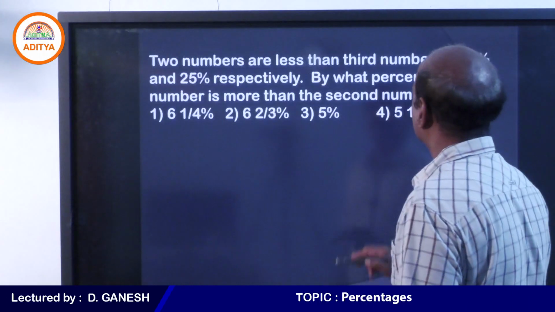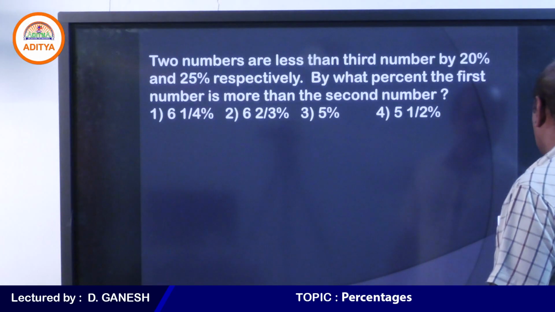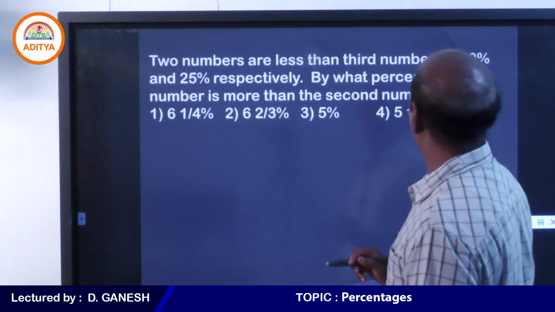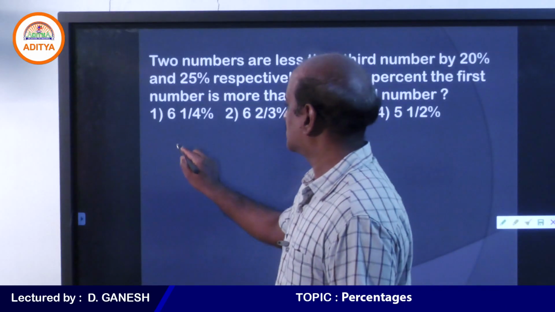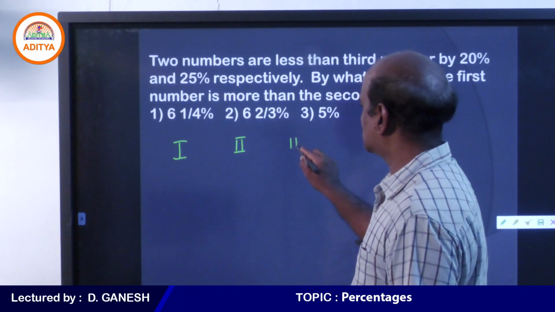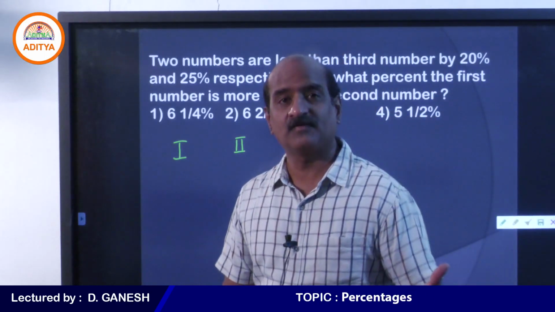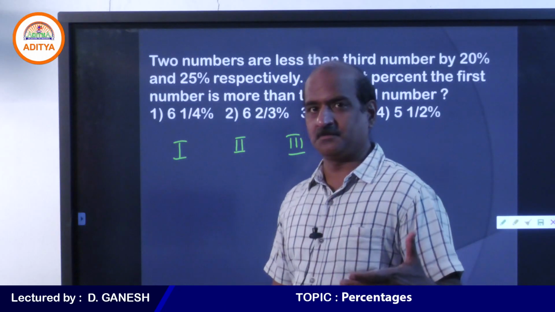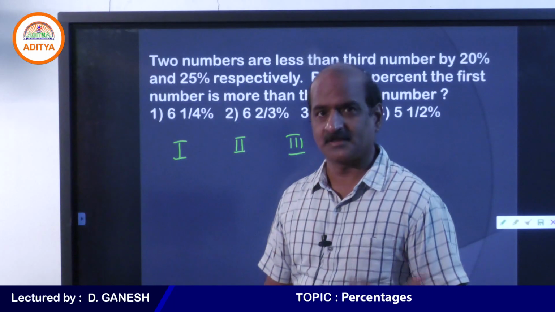Come on students, so one more question. Now I think you will be doing this. Just look at the question. Here we go. Two numbers are less than the third number by 20% and 25% respectively. Student, actually we are discussing three numbers. Let the three numbers be 1, 2 and 3. You can see that the first two numbers depend on the third number. So obviously we will be starting from the third number.